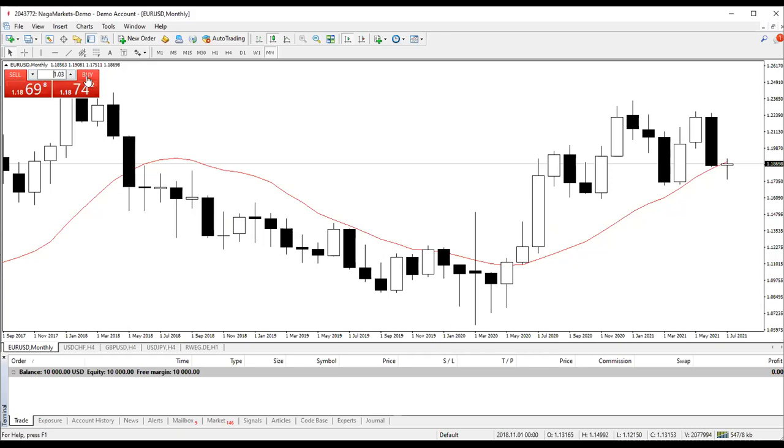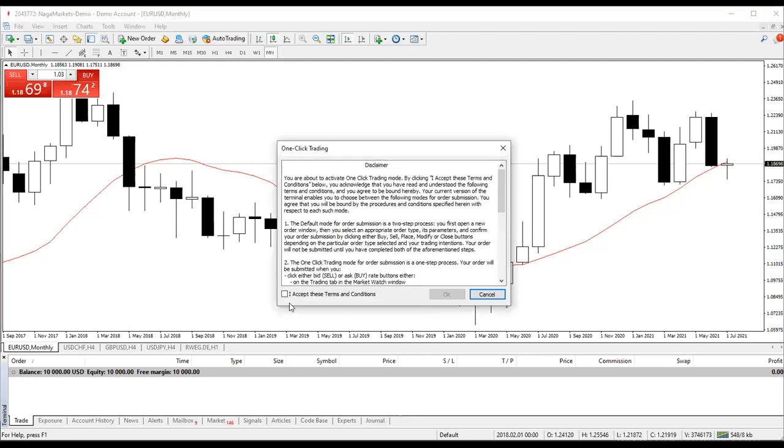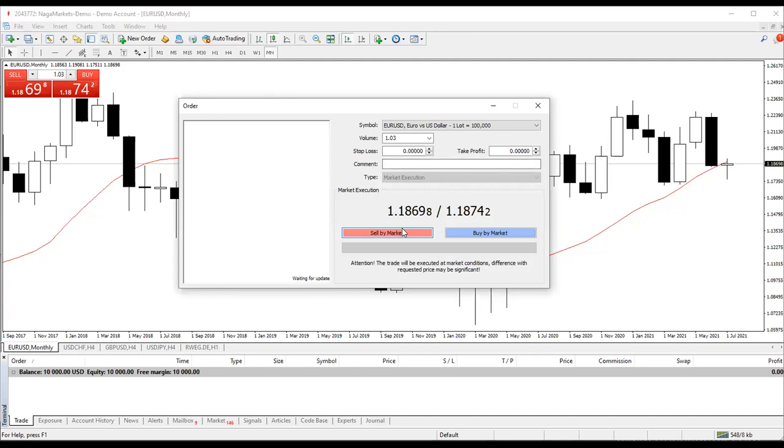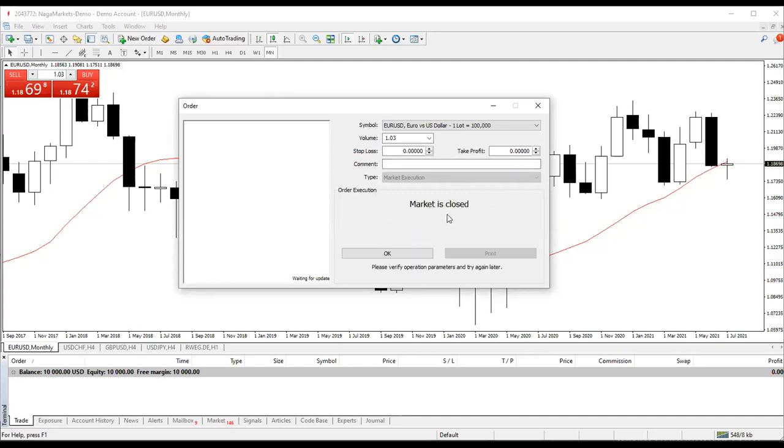I've taken a trade. Unfortunately, today the market is closed. Even if I hit on it, nothing will happen. I want to sell. It's telling me the market is closed. So we can't take any trade today.